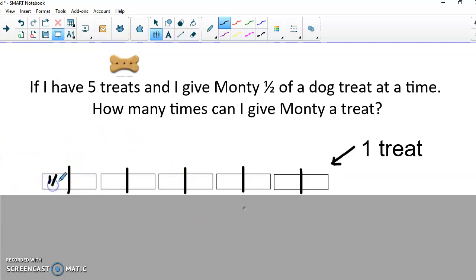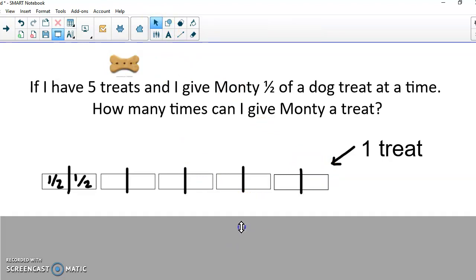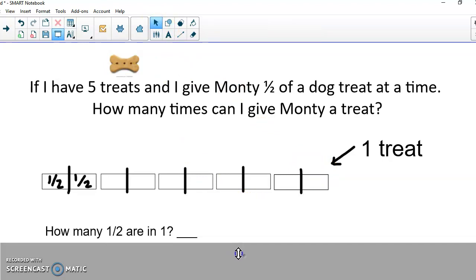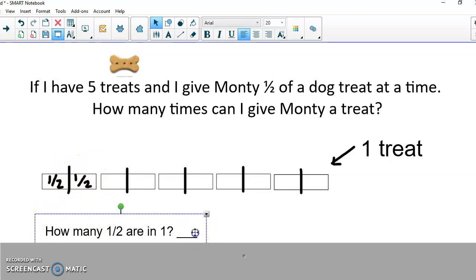We know that each one of these pieces is 1/2, and that takes me a little too much time to go through, but I would want to go through and label each of these. As a mathematician now, I'm thinking, how many 1/2s are in 1? And if I look at my picture up here, I can see that there are 2 1/2s in 1.